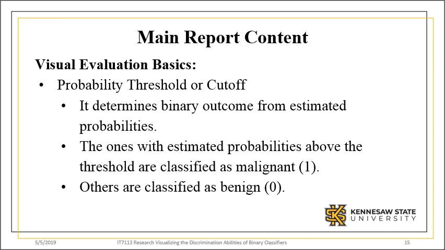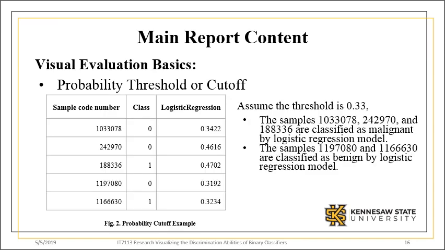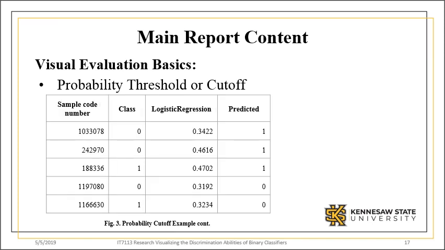For the examples in Figure 2, if we use the threshold 0.33, the first three rows would be classified as malignant or 1. The last two rows would be classified as benign or 0, as shown here by the column predicted.